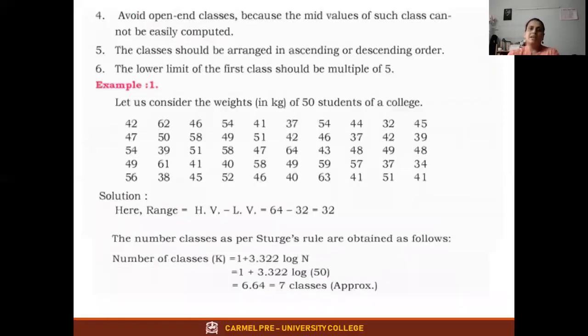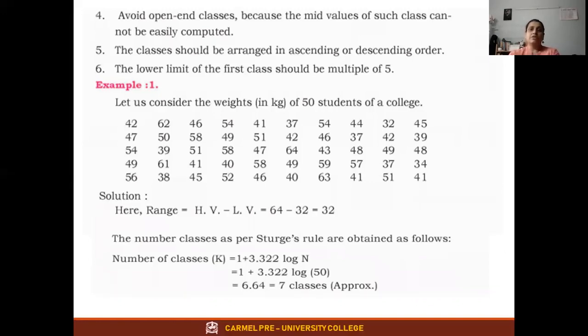Avoid open-end classes, like more than or less than types. Because getting mid values is difficult. If it's 30 to 40, you can easily calculate the mid value: 30 plus 40 by 2. But if it is less than 30, how do I do it? 30 plus what? How do I calculate the mid value? That is the reason to avoid open-end classes.